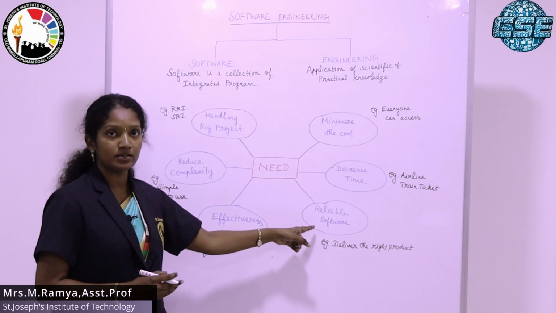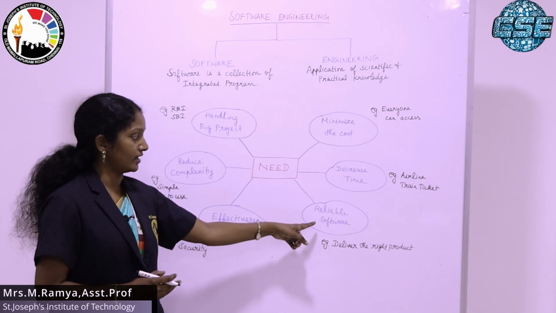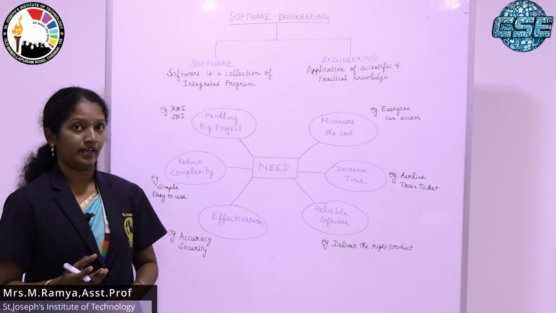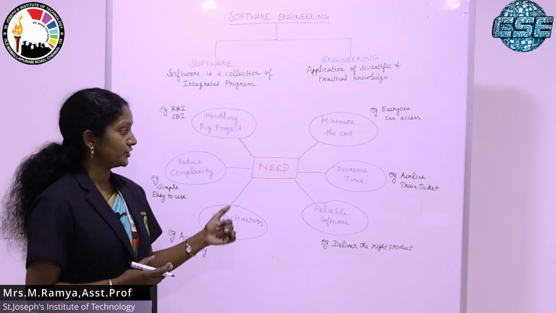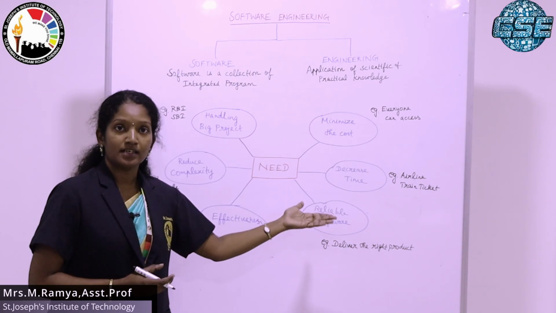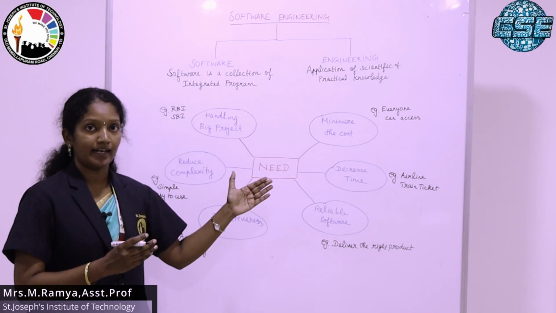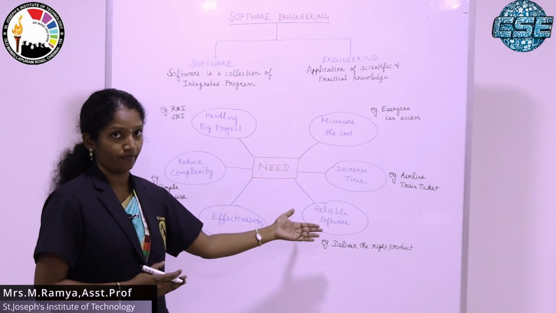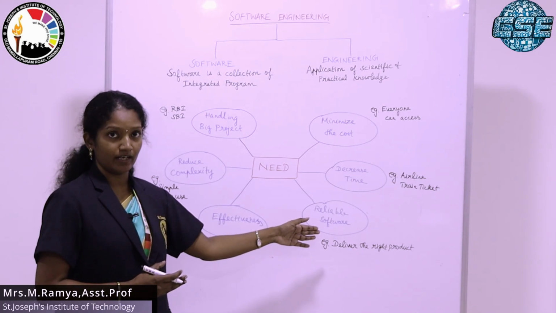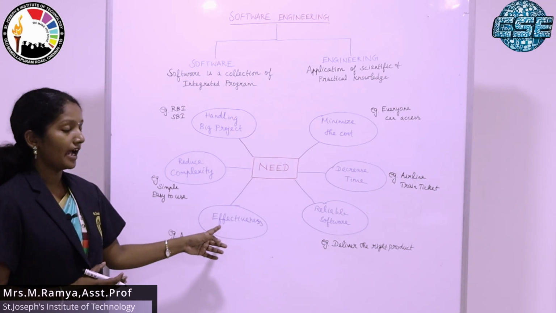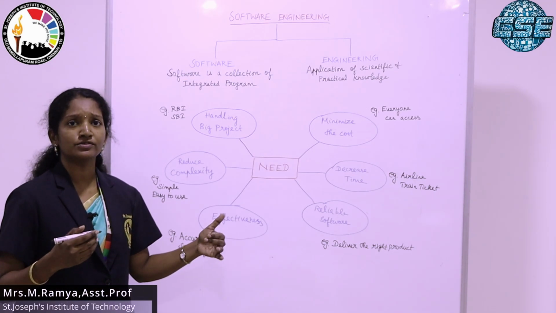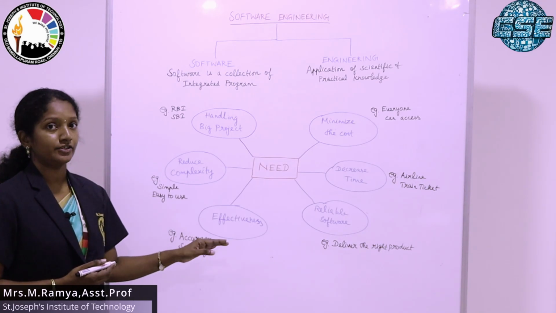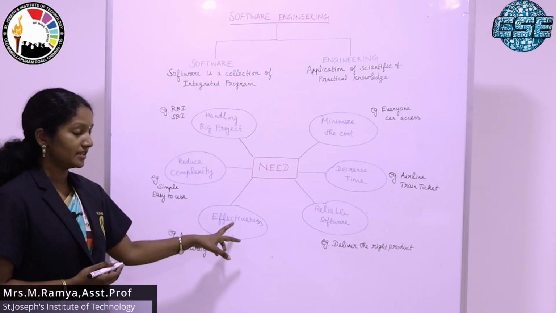Next one is reliable software. That will be the fourth one. What happens here is that the software being developed should be given to the customer at the right time without any defect. That is called reliable software, and that is one of the needs for software engineering. And the next one is effectiveness. Whatever software you are creating should have good accuracy and should provide security. So that is the next need.